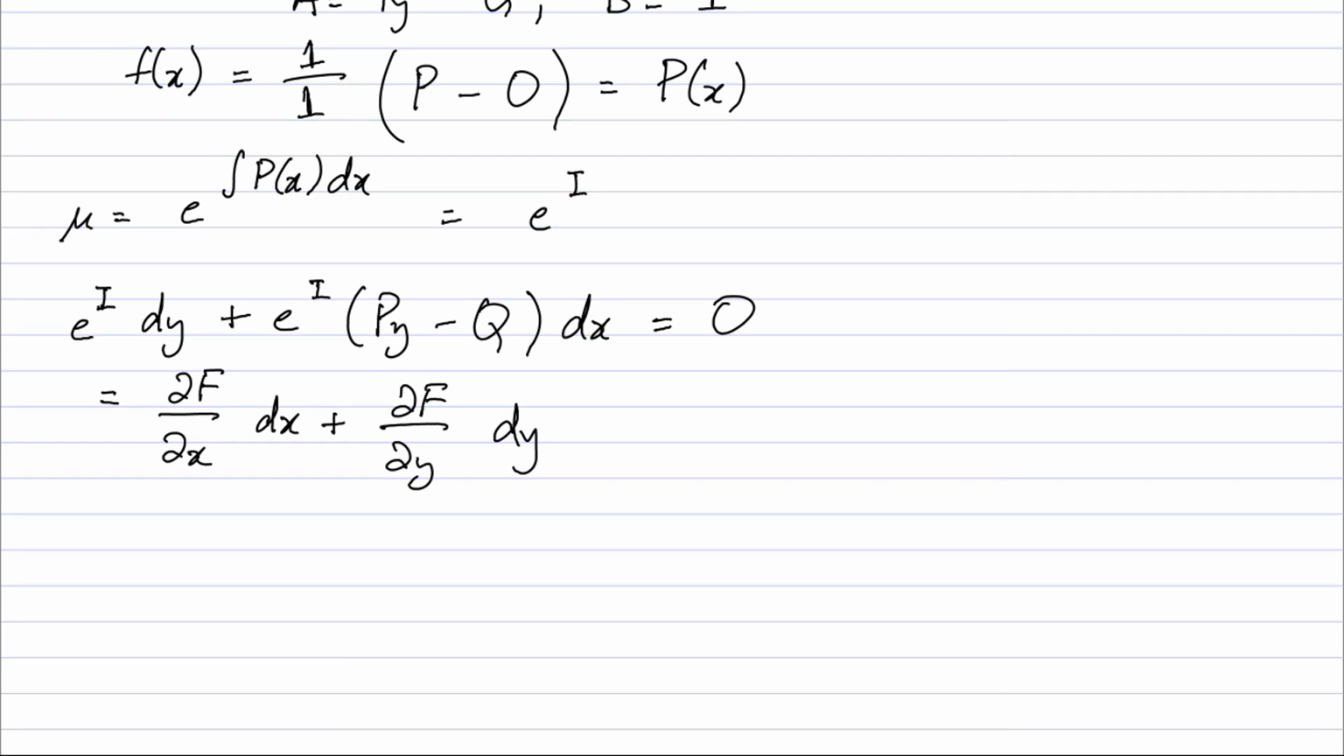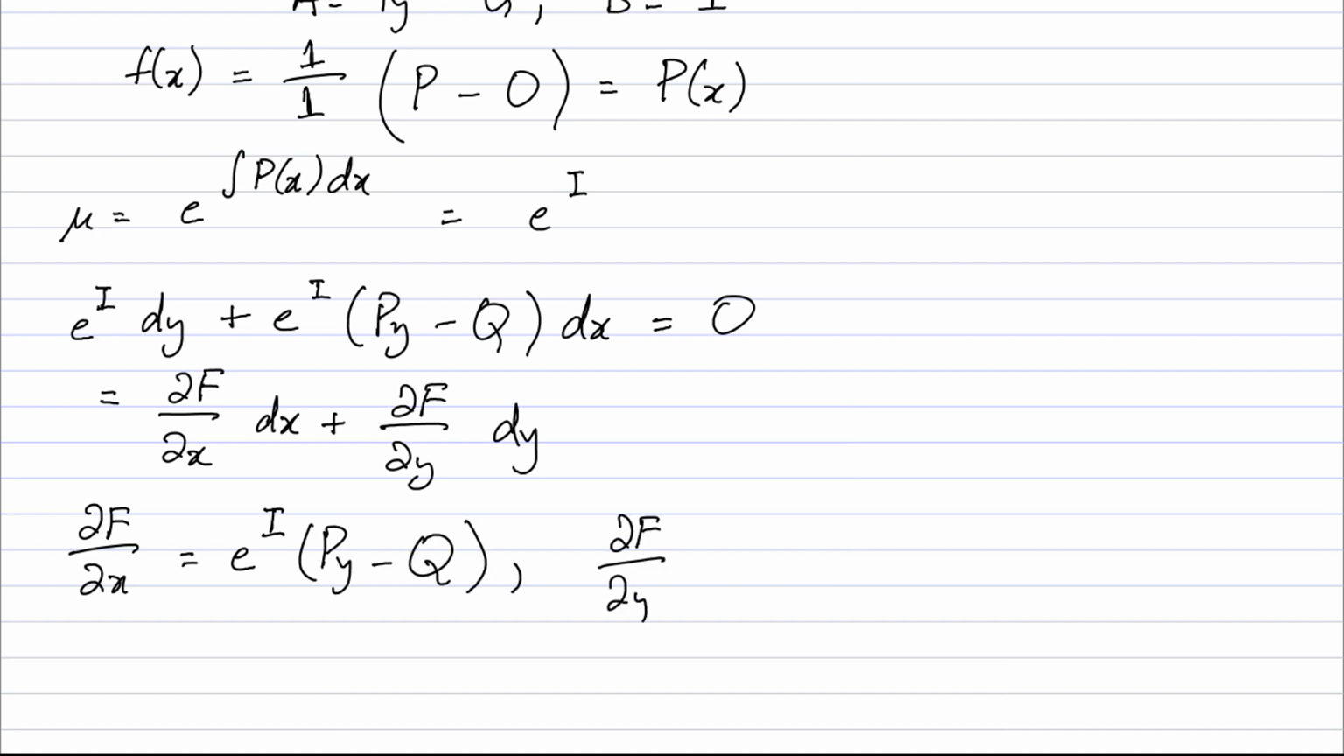Now I can just match the coefficients of dx and dy. So I have from this equation that partial of F with respect to x is equal to e raised to power I times (py minus q), and partial of F with respect to y is simply equal to e raised to power I.